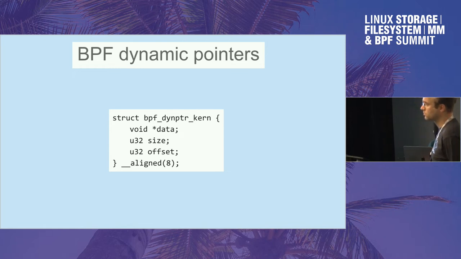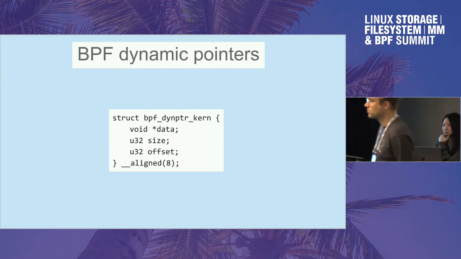Like, size and offset is kind of a local view. This is inspired by Go slices, where you have the original memory and then a limited view of it. So for this multi-buff use case, you would still point to the XDP context, basically. And then based on size and offset, you can extract the data that you need and work with it, if that makes sense.